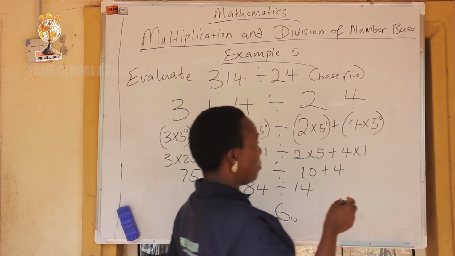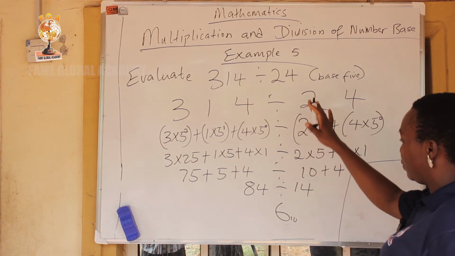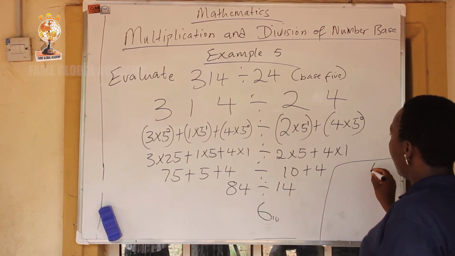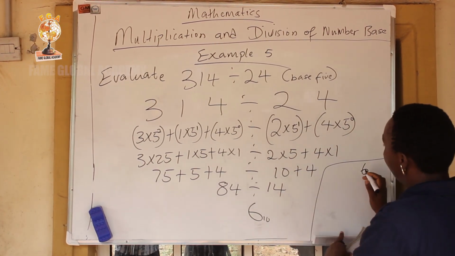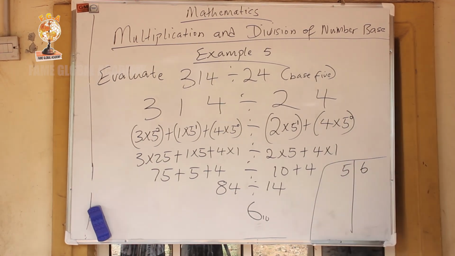Okay, so let's complete it here. I think here will be enough for us to complete it. I don't want to clean it because it's the same question. So this is our 6. Remember, we are converting it back to base 5. So you divide by what? By 5. Okay? Are we together?